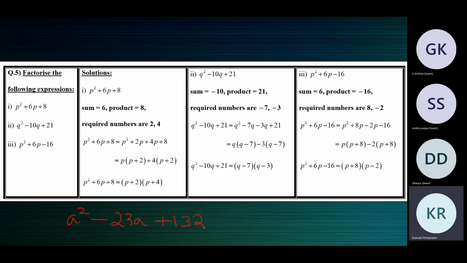The test question is below, children. a square minus 23a plus 132. Please factorize that and tell me the factors.